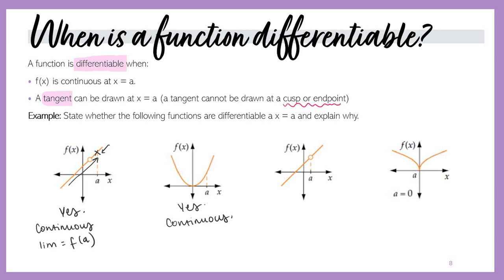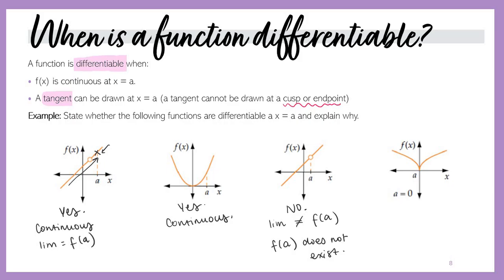Now for this third one, we can see very clearly it's not going to be differentiable. And the reason for that is that our limits are not going to be equal to f of a. And that's because we very clearly can see here that f of a does not exist, right? And that's one of our conditions for having a continuous function.